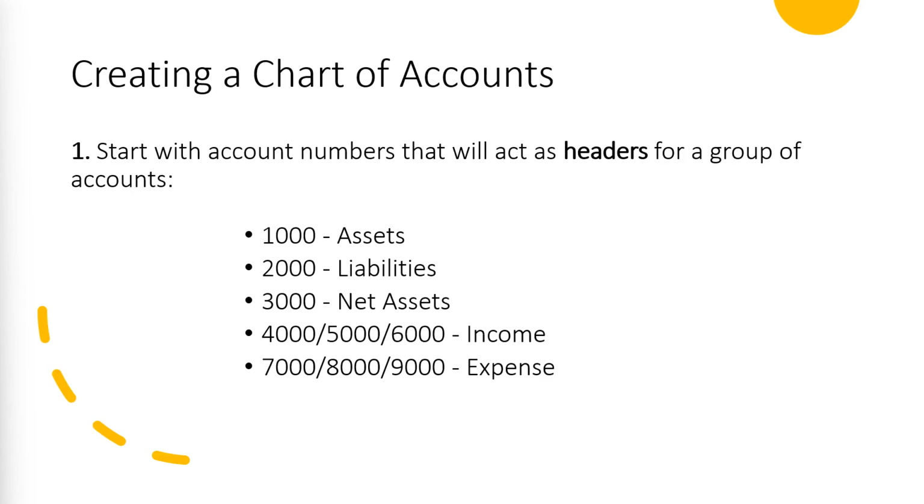Start with assigning account codes that serve as headers for groups of accounts. For example, numbers in the 1000 range typically represent assets. Liabilities are usually in the 2000 range. Use the 3000 series of numbers to designate net assets. In the 4000 to 6000 range, assign numbers for different income categories. For expenses, use the 7000 to 9000 range.